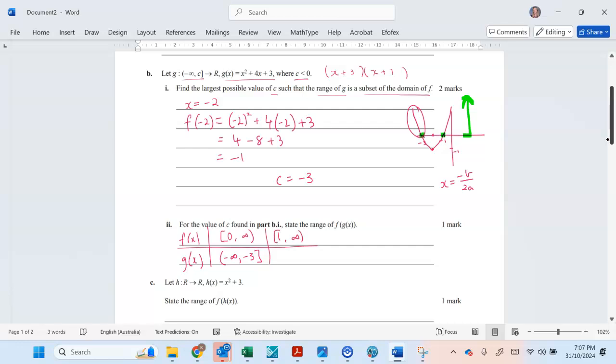And then the range for g of x was going from 0 to infinity. All right, so we want the range of f of g of x. So the range of f of g of x is equal to the range of f of x. So it's going from 1 to infinity.